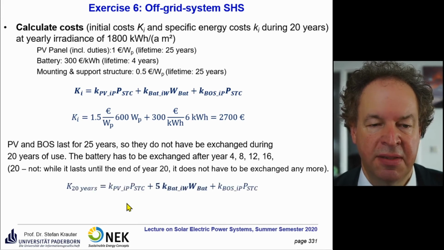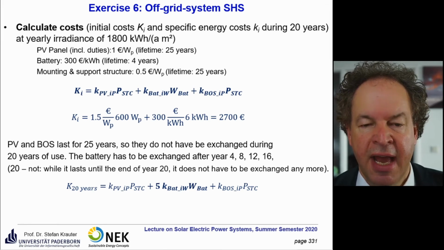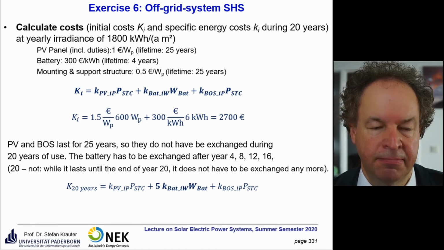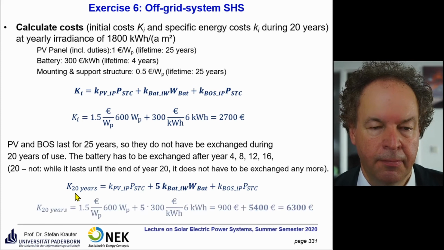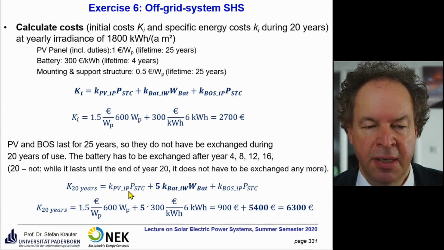So if we add this up, we have the cost for 20 years. That's the cost of the PV, which lasts for 20 years. We have 5 times the cost of the battery, so initial costs plus 4 exchanges, and the cost of our balance of systems. The PV generator initial cost is also the cost for 20 years, also for the balance of system costs.